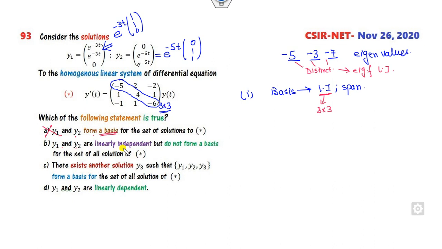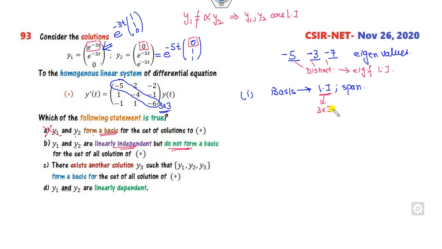You can see, can you write y1 as a linear combination of y2? You can never, because you can see it's a 0. The first number is 0, but here it is non-zero. So you can never find an alpha. It means y1, y2 are linearly independent. So that's fine, but they do not form a basis. That's correct, because for a basis we need 3 cross 3 and span. So that's the correct option.